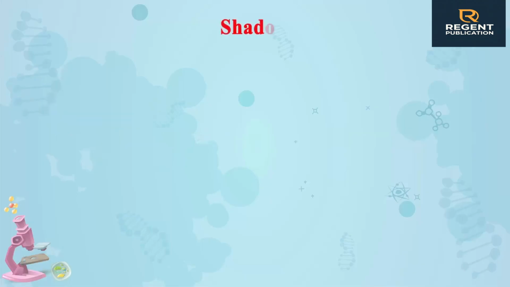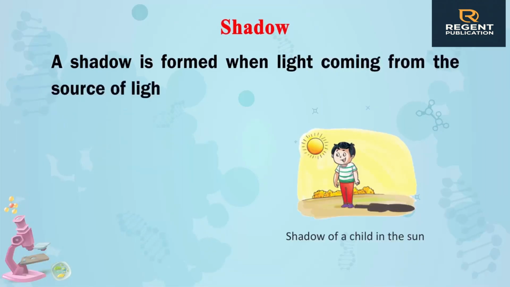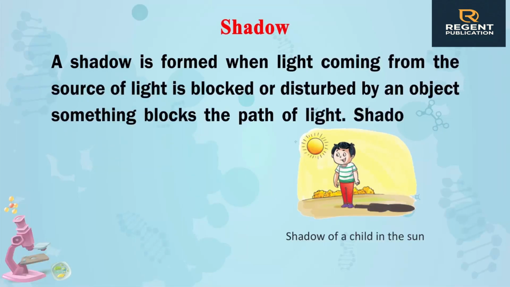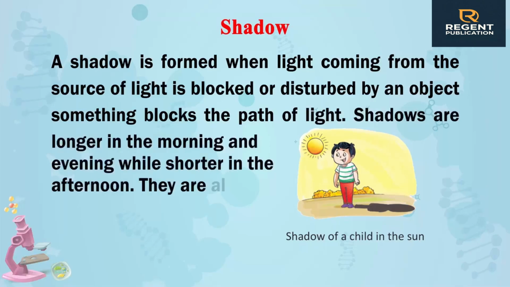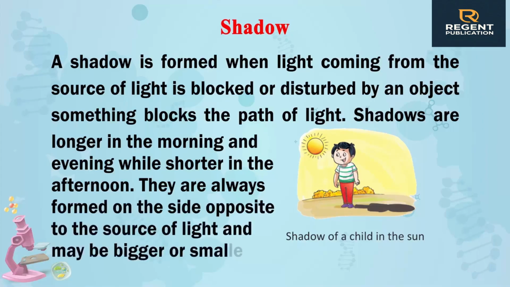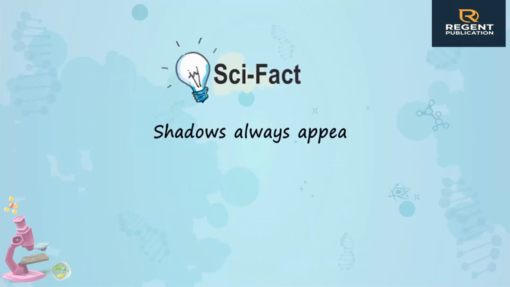Shadow. A shadow is formed when light coming from the source of light is blocked or disturbed by an object. Something blocks the path of light. Shadows are longer in the morning and evening while shorter in the afternoon. They are always formed on the side opposite to the source of light and may be bigger or smaller than the object. Scientific fact: shadows always appear to be black or dark.